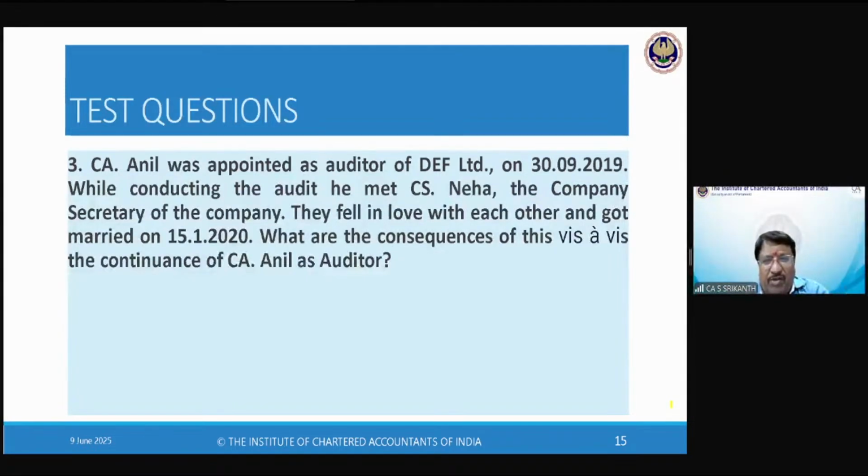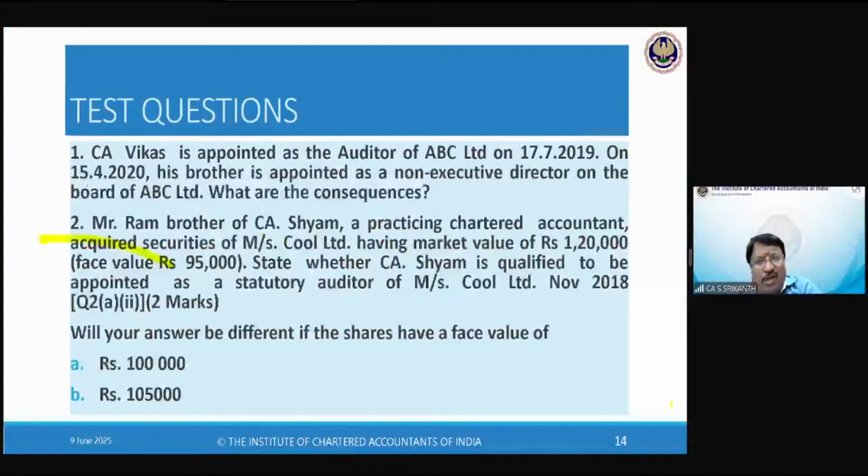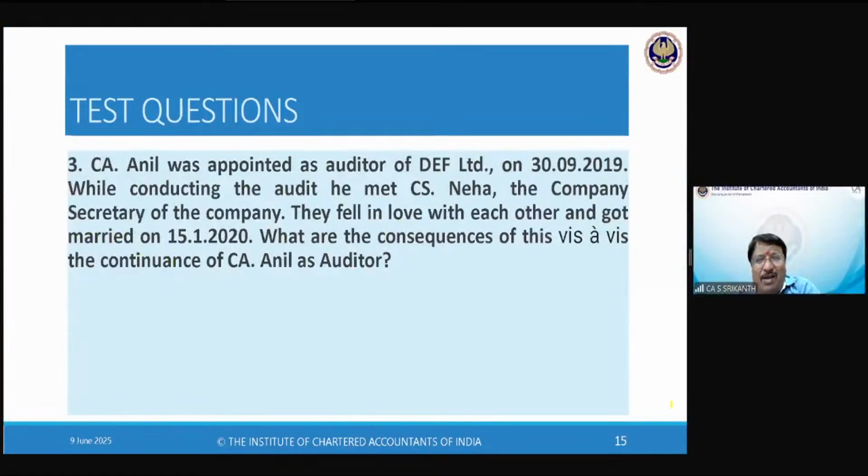Because on 15/1/2020, when he married Neha, he is disqualified to be an auditor of DEF Limited. Why? Because his relative is a key managerial personnel. Correct? On the date of marriage, she becomes wife. Till that time, she was a company secretary of DEF Limited. But on 15/1/2020, she became wife, a relative. She is also KMP of DEF. On that day, you are disqualified. The better method, intelligently, would have been to resign and then marry her so that the new auditor can be appointed. Anyway, see, he gets a wife but loses the audit.